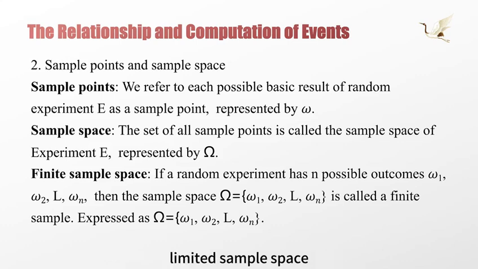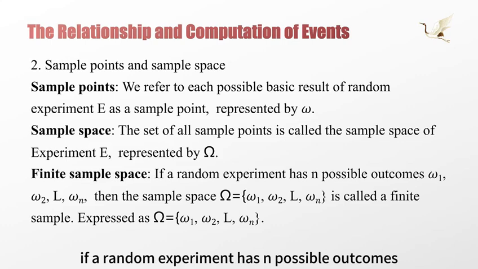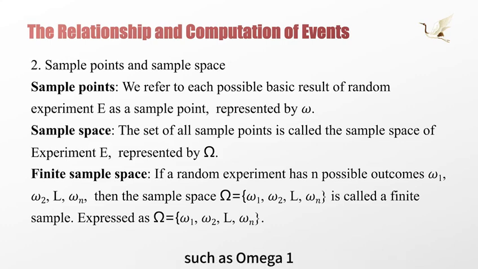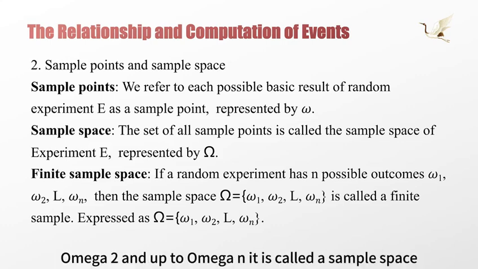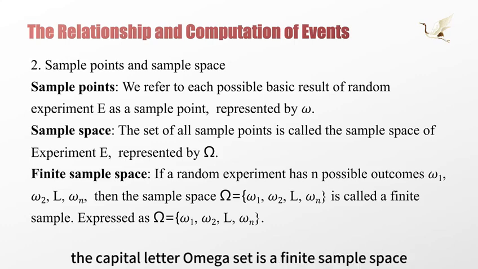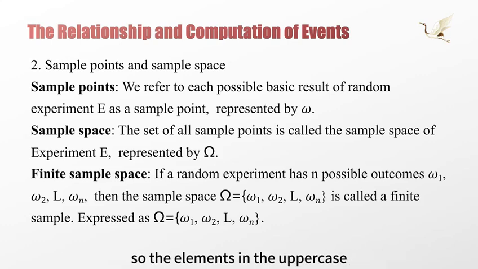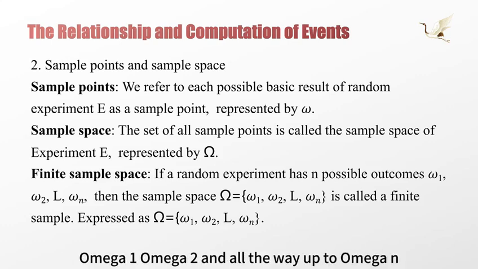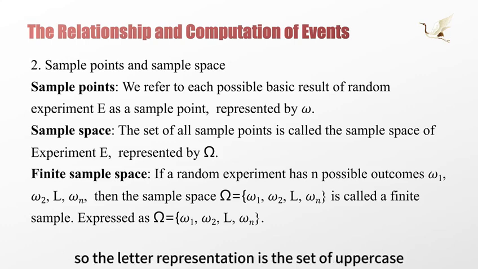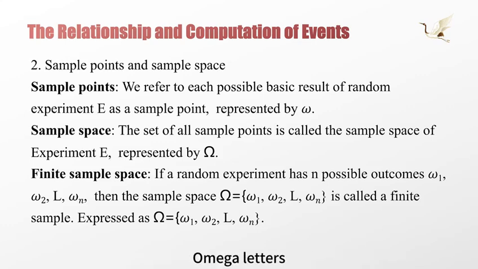Finite sample space: if a random experiment has n possible outcomes, such as omega 1, omega 2, up to omega n, then the sample space, the capital letter omega set, is a finite sample space. The elements in the uppercase omega set are the lowercase letters omega 1, omega 2, all the way up to omega n.